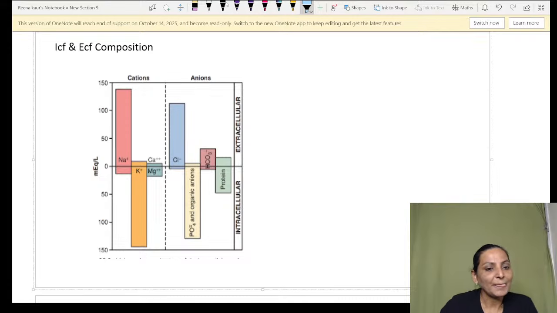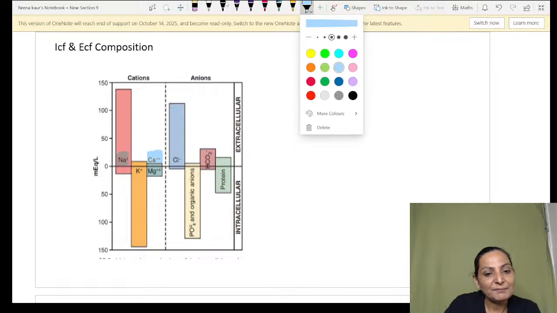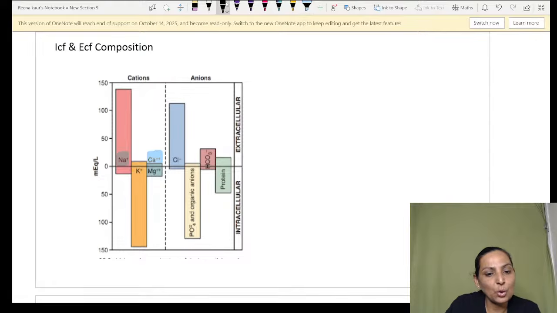So you can see that this is the ECF where the major cation is sodium. Even calcium is more in the ECF, right? And the major anion in the ECF is chloride. And if you look over to your ICF, the major cation is potassium. Magnesium is more in the ICF. And remember that the major anions which are present in your ICF are inorganic phosphates and protein is the most important intracellular buffer.